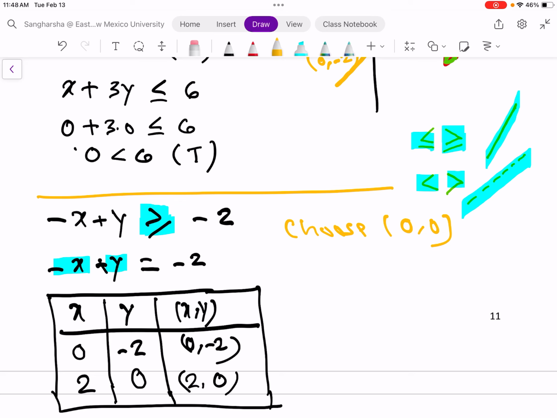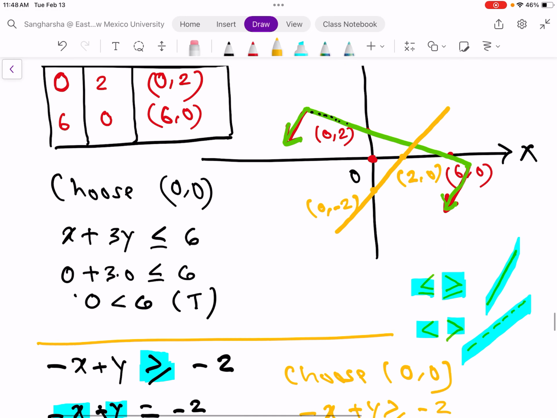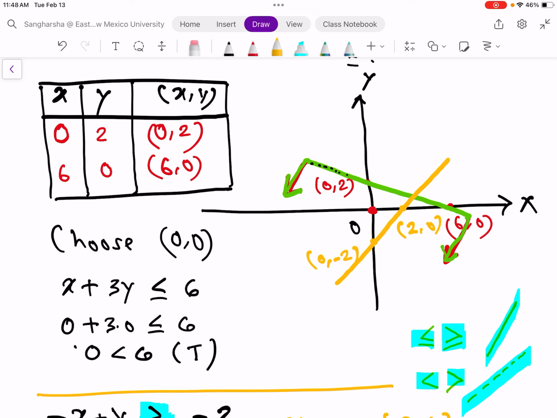So our inequality is negative x plus y greater than or equal to negative 2. We have 0 for x plus 0 greater than or equal to negative 2. So this is 0 greater than negative 2. Is it true or false? Is 0 greater than negative 2? It is true, right? So it means every point towards this testing point is a solution for this second inequality. If it's false, you go away from the testing point. If it's true, you are pointing towards the testing point.